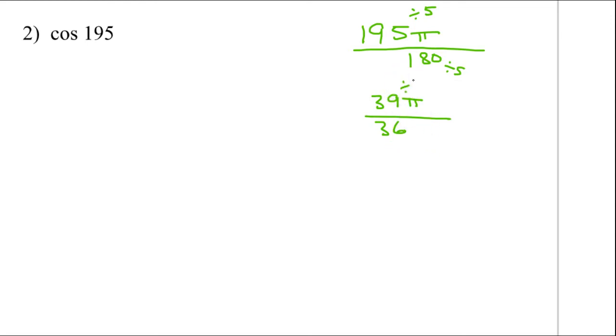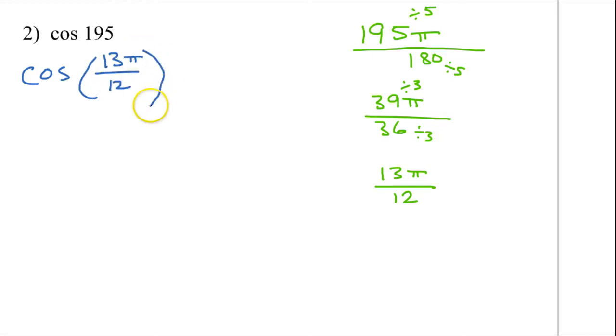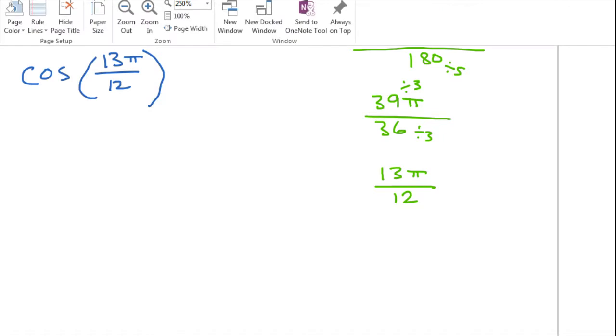Now both of these are definitely divisible by 3. So let me go ahead and do that. That's going to give me 13 pi over 12. Okay, so now I have radians. So this original problem would be the same thing as having the cosine of 13 pi over 12. Alright, so I'm going to just go from there.